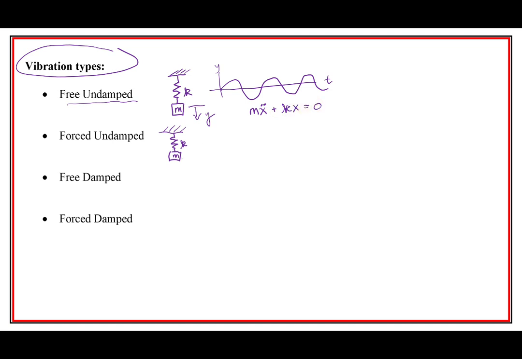Well, the forced one is now going to have a force applied to it, and that force might change with time. Well, it probably will. And quite often we'll go ahead and make that force also a sine or a cosine wave applied onto the thing. So you'll have an equation like M x double dot plus K x equals F(t), right?